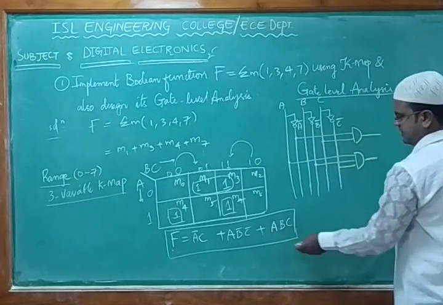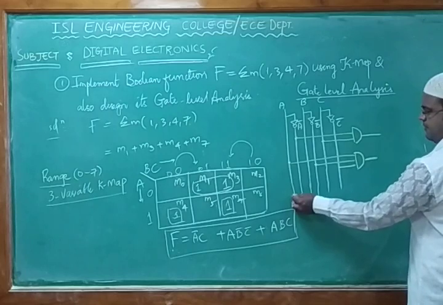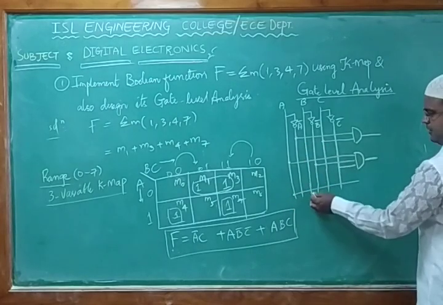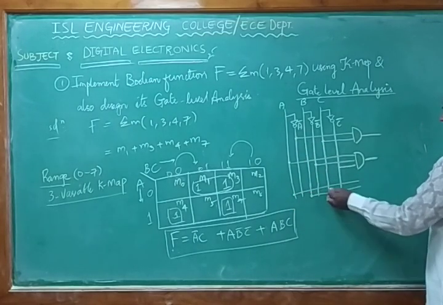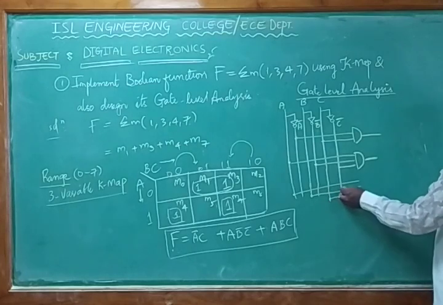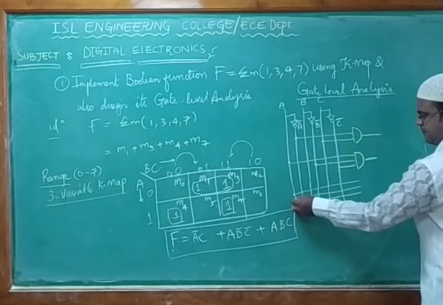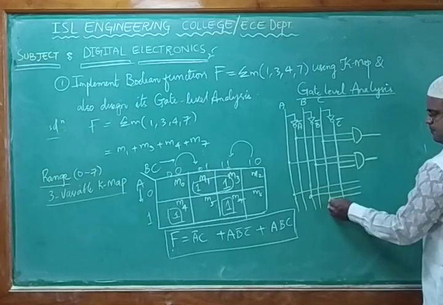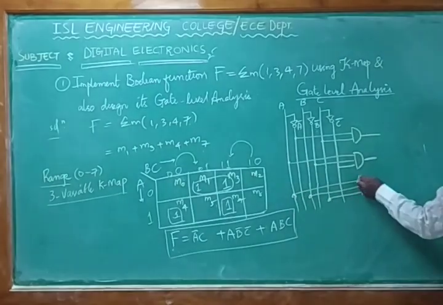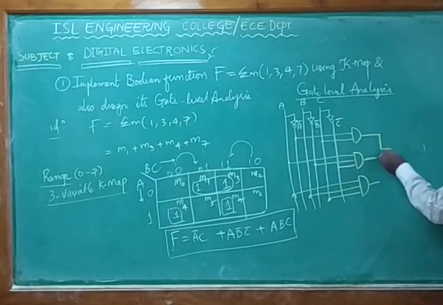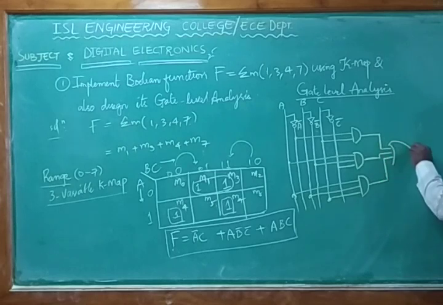Likewise, we'll take A, B, C. So we'll take 3 values from it: A, this is your B, and that's your C. So we connect one more AND gate. After connecting these, what will we do? We want to get the addition. So to get the addition, we'll connect one OR gate. So this is the complete function F.